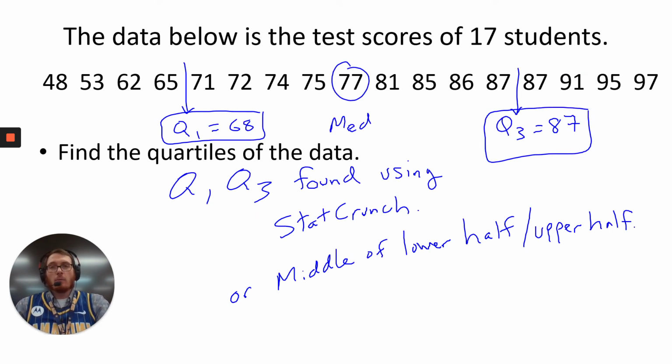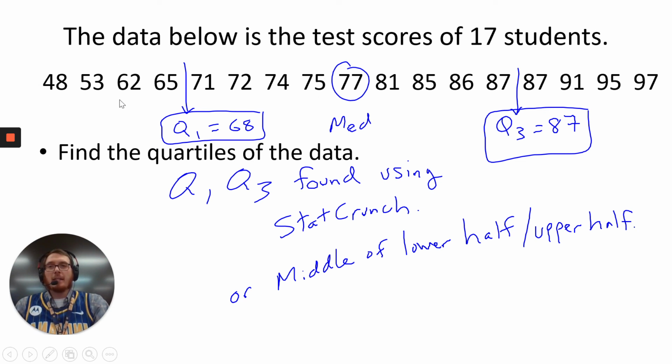Quartiles: one way to find the quartile is using your StatCrunch program or some type of utility. The other way is once you find the median, so 77 here is the median of this data. You'll notice there's 8 numbers below 77 and 8 numbers above. Essentially what you want to do is cover up everything except these 8 numbers and find the median of this data set.